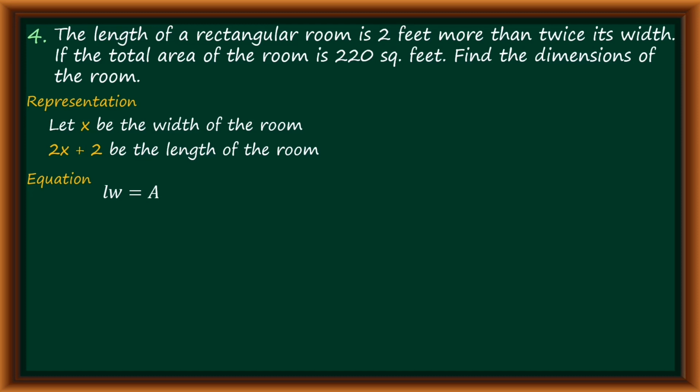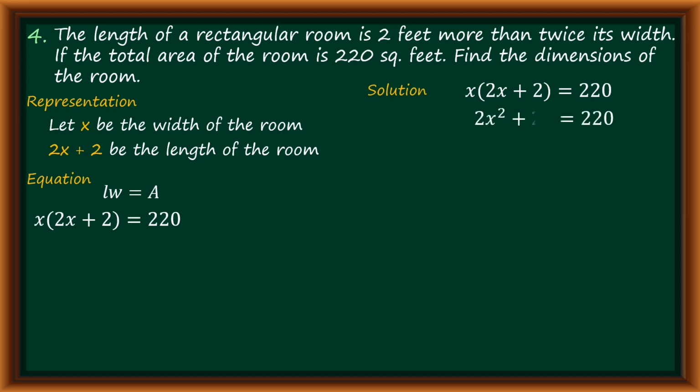From the representation, our length is 2x plus 2 and our width is x. So the product of that, we have x times the quantity 2x plus 2 is equal to 220. For the solution, we have x times the quantity 2x plus 2 is equal to 220. Let's find the product of the left side of our equation. We have 2x squared plus 2x equal to 220.